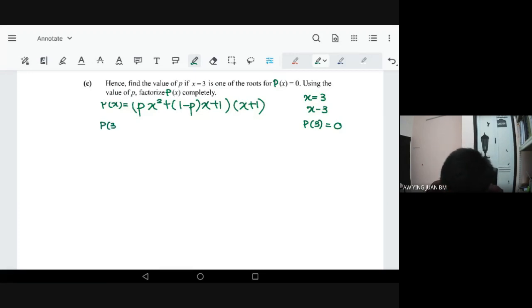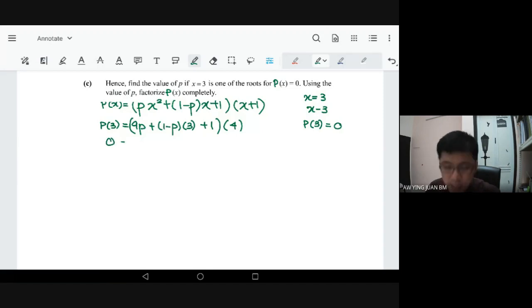So p(3) is equal to, x squared means that 3 squared, so we have 9p. Continue, plus bracket 1 minus p multiply with the 3. Continue, we will have here plus with the 1. So bracket, we have x minus 1, x is 3, so we have 4. So finally, p(3) is equal to 0. So 9p plus with 3 minus 3p plus with the 1 bracket, so here we have 4.